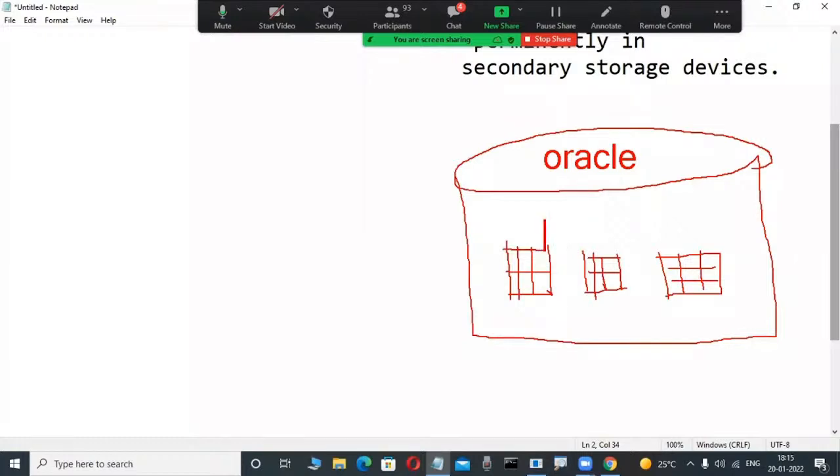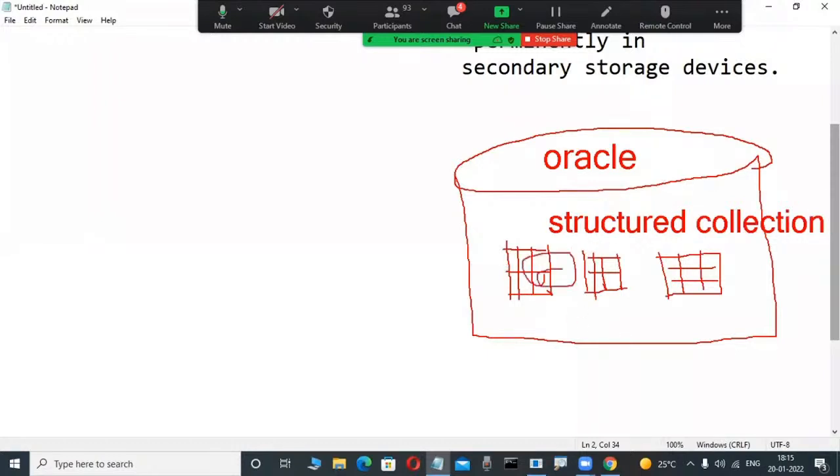Once a structured collection of data is there, all relational databases store a structured collection of data. That is important, not non-structured. Non-structured means other databases are there. Oracle is one of the popular relational databases. Only a structured collection of data is stored by these types of relational databases.